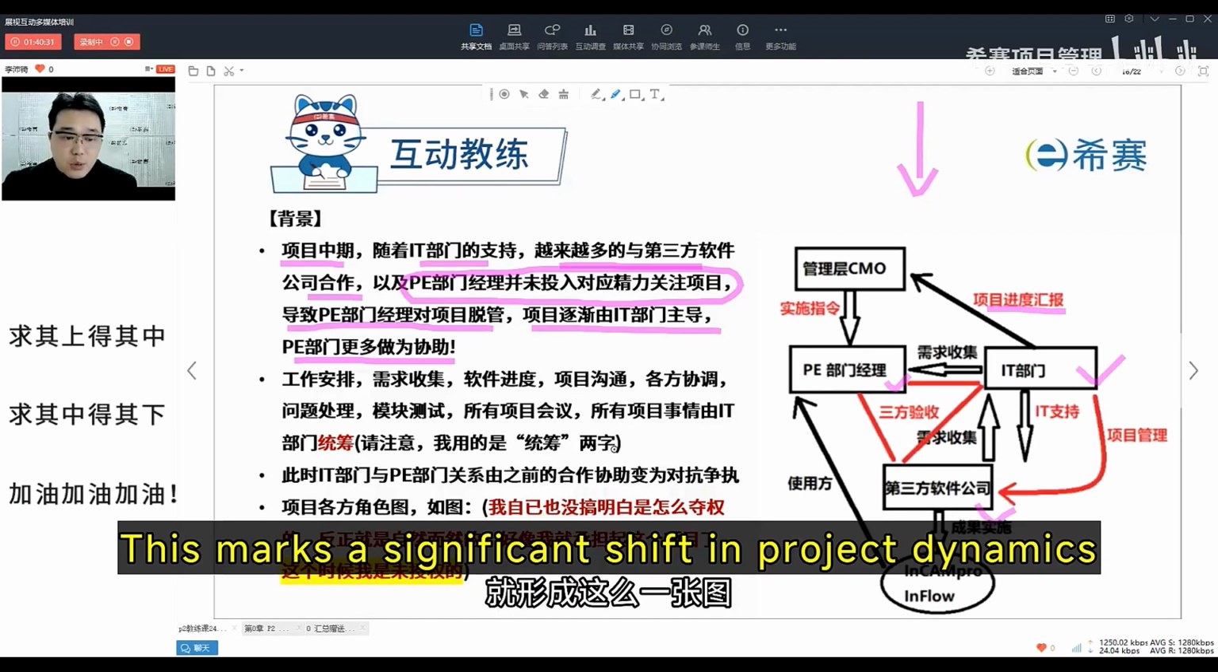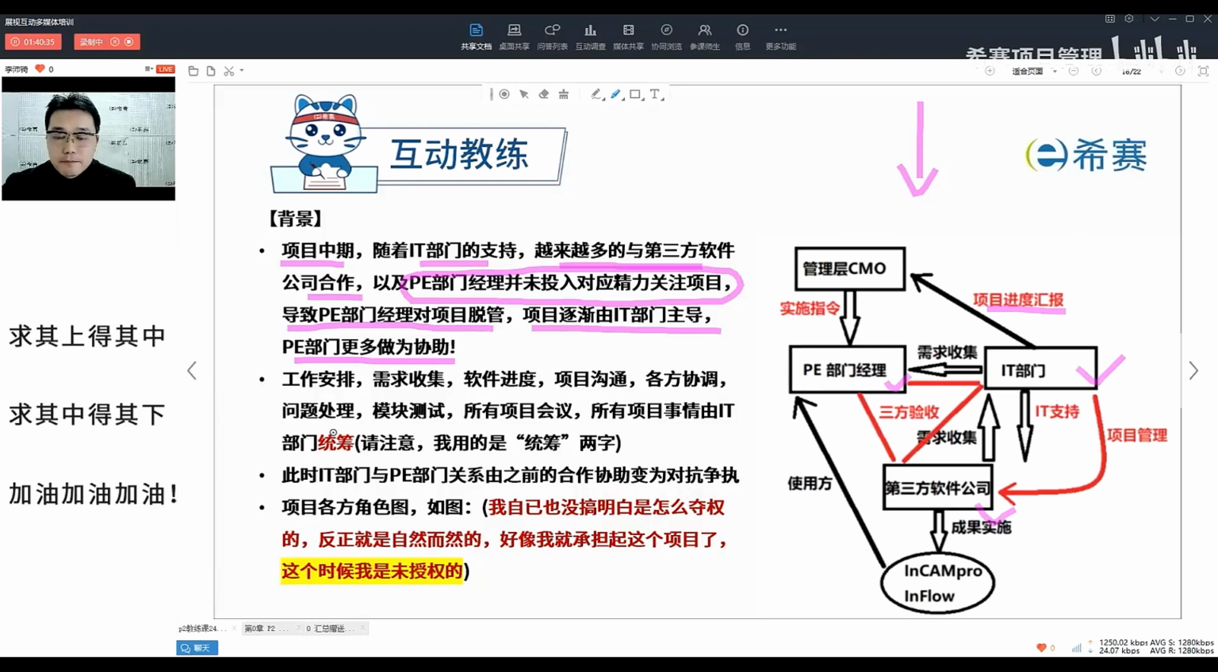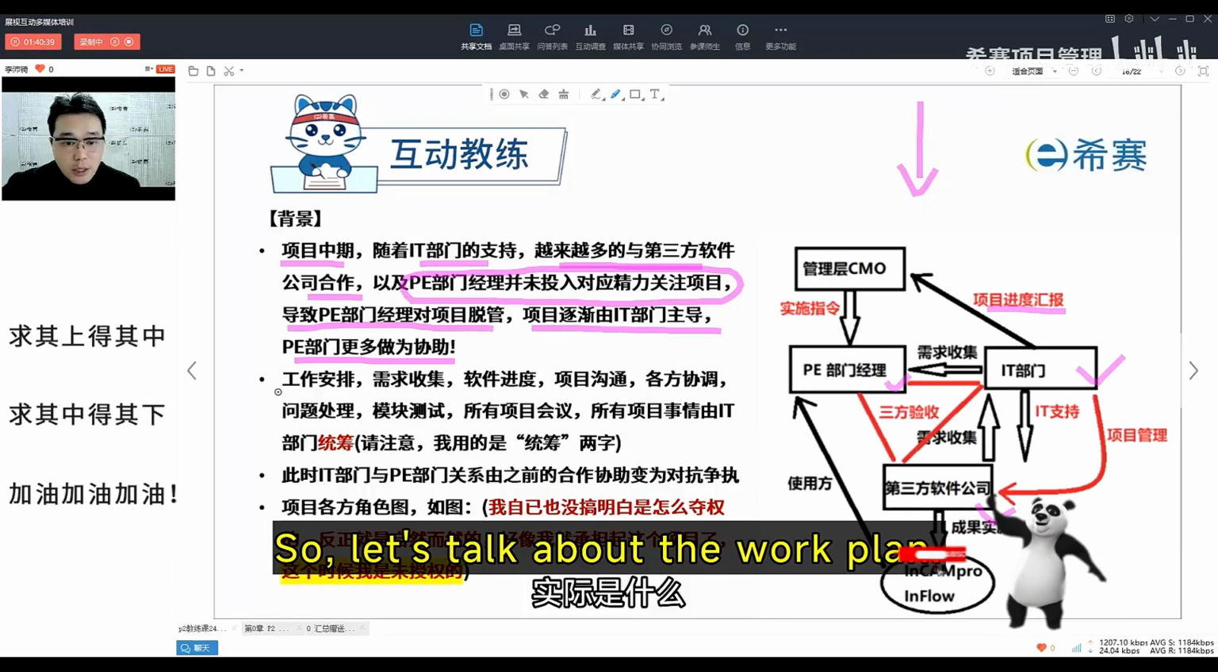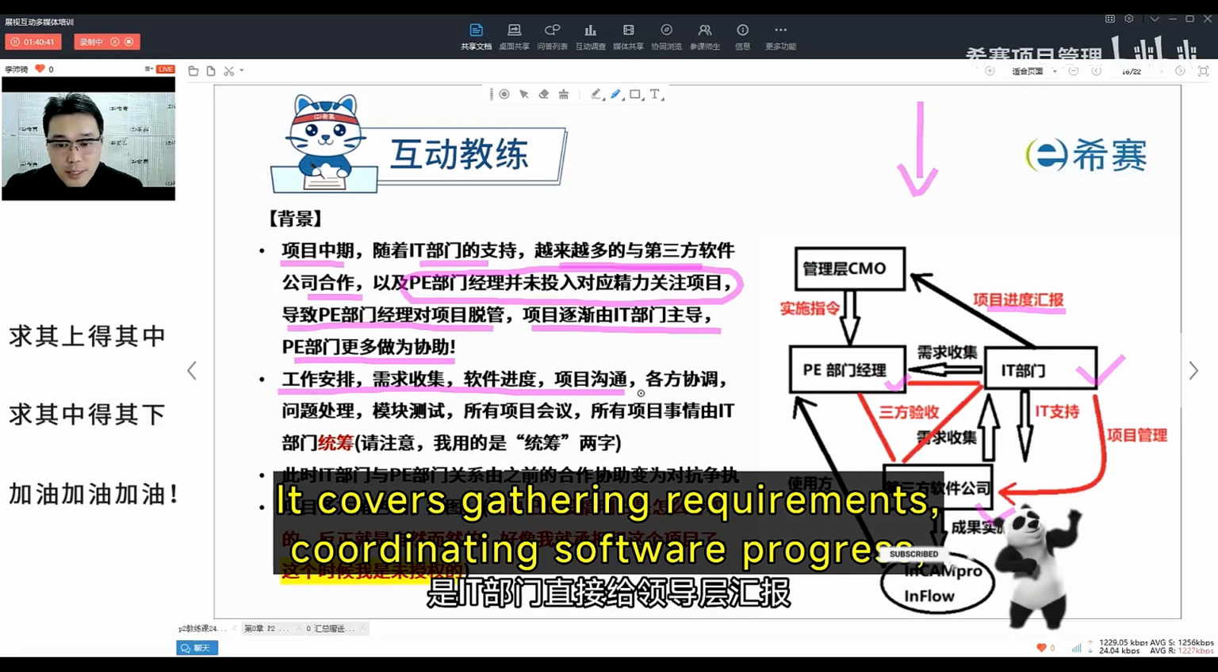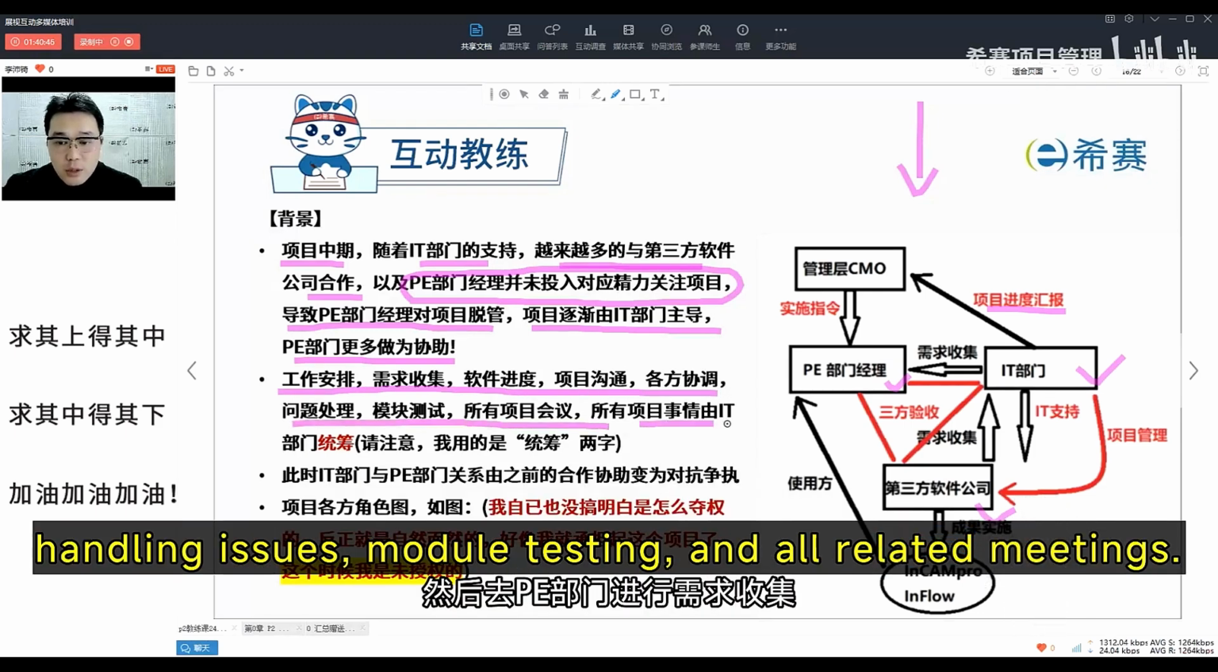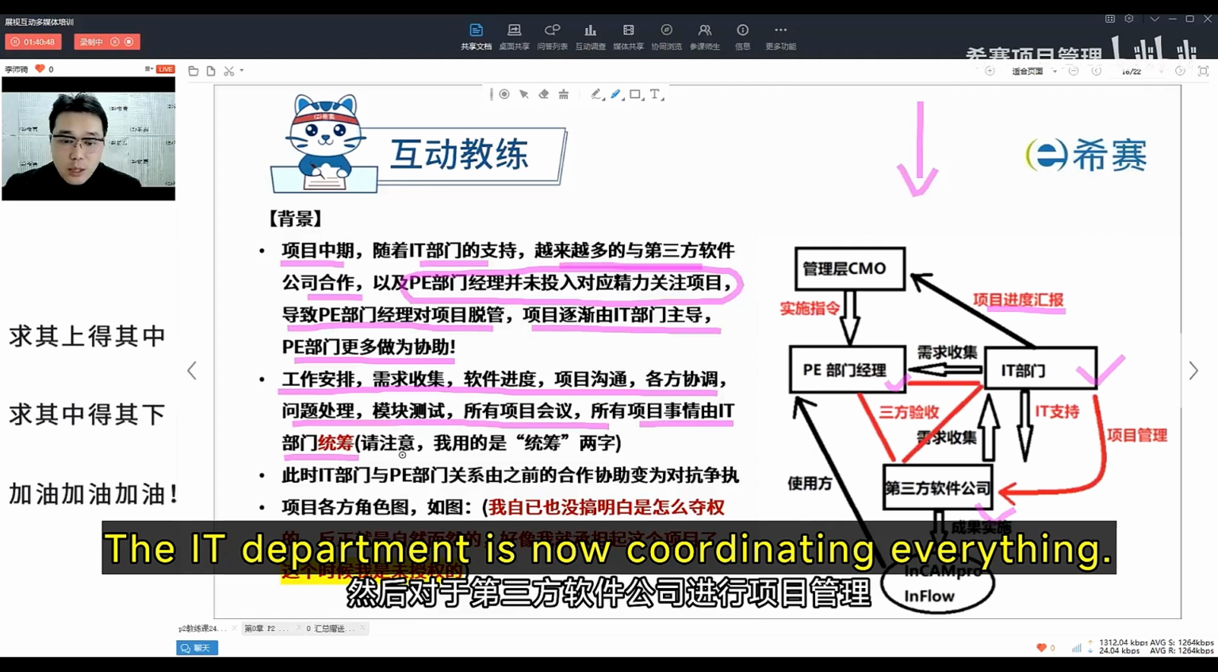This marks a significant shift in project dynamics. So, let's talk about the work plan. It covers gathering requirements, coordinating software progress, handling issues, module testing, and all related meetings. The IT department is now coordinating everything.